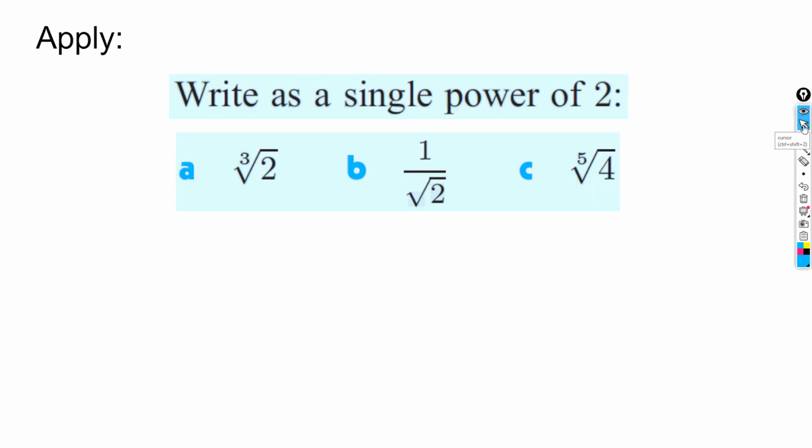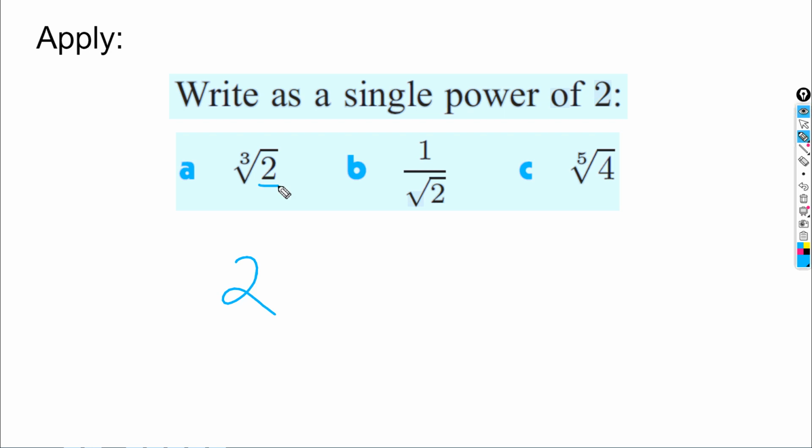So for these, we want to write as a single power of 2. So 2 to some exponent. On our first one here, we've got 2, which is our base, and we want to write this as a certain power. Well, it's a cube root right now. So a third root, we just write as 1 over 3. And that's that.